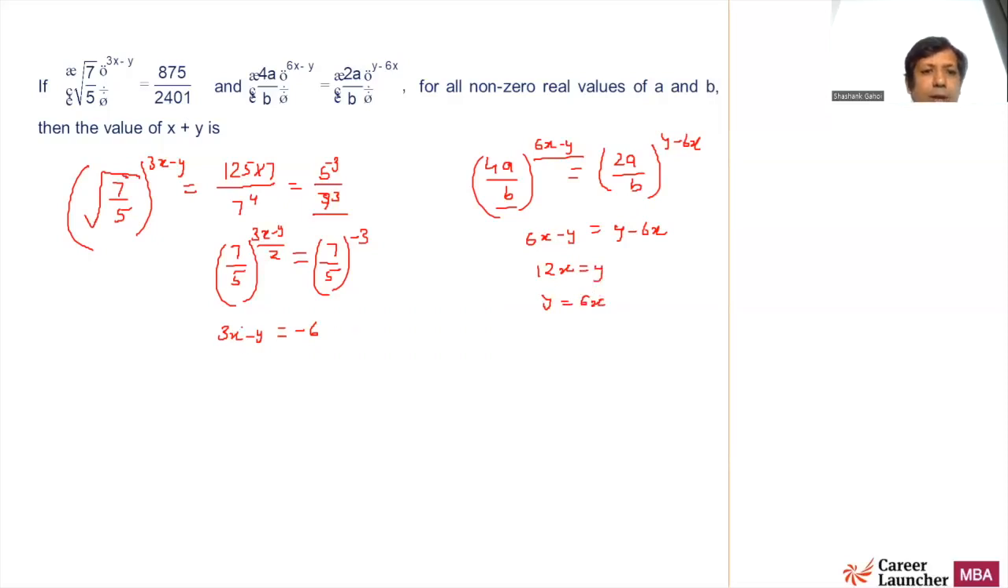Fair enough. Now I'm just going to put that value over here. That is 3x minus 6x, which comes out to be minus 6. So minus 3x is equal to minus 6, so x comes out to be 2. So if x is 2, y is 12. So x plus y comes out to be 14. So my answer of this question is going to be 40.